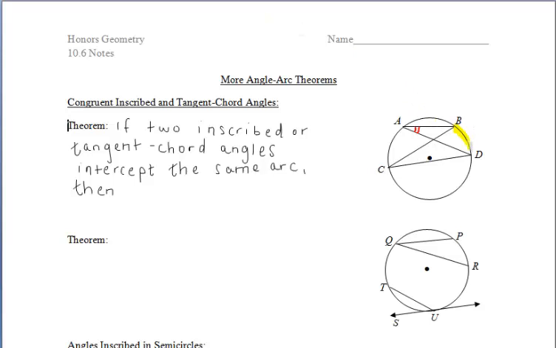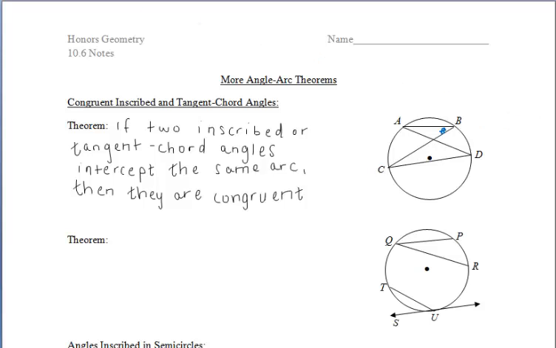Do we see another inscribed angle or tangent chord angle that's intercepting that exact same arc? This blue angle BCD is. Since both of those angles are inscribed angles and their vertices lie on the circle, they each have a measure that is half the measure of the intercepted arc. So the red angle is half the measure of the yellow arc, and the blue angle is also half the measure of the yellow arc, which means that those two angles are congruent.